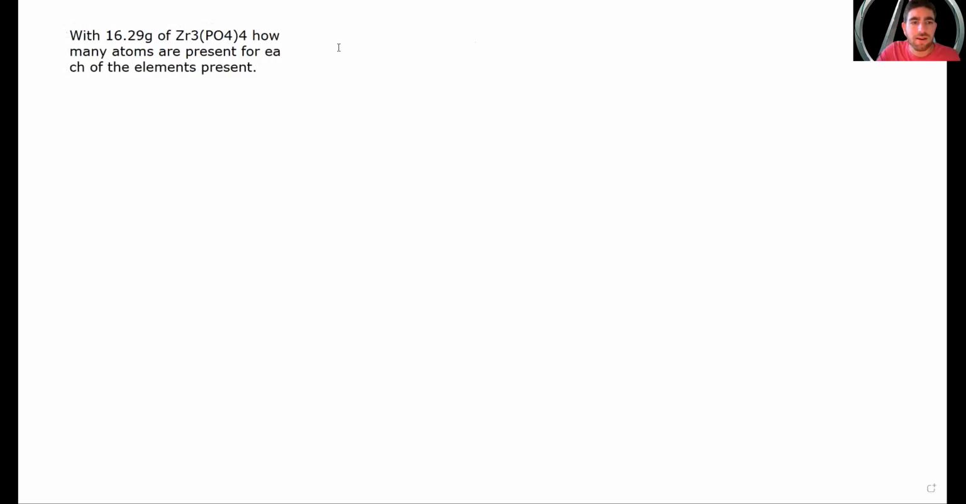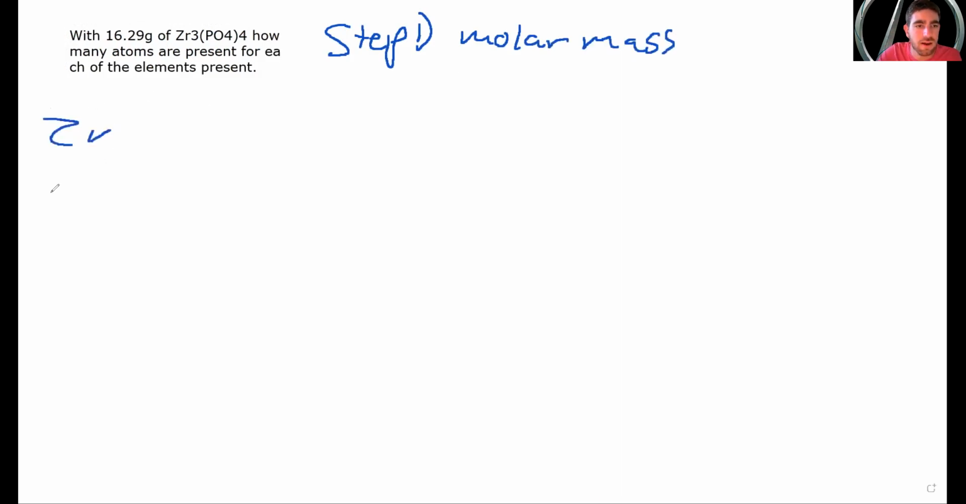Okay, so our problem is now here. The easiest way to do these, the first step, is to find molar mass. So step one, we need molar mass. Now, the easiest way I like to do this is to separate them out into each of their elements. So we have Zr, we have phosphorus, and we have oxygen.